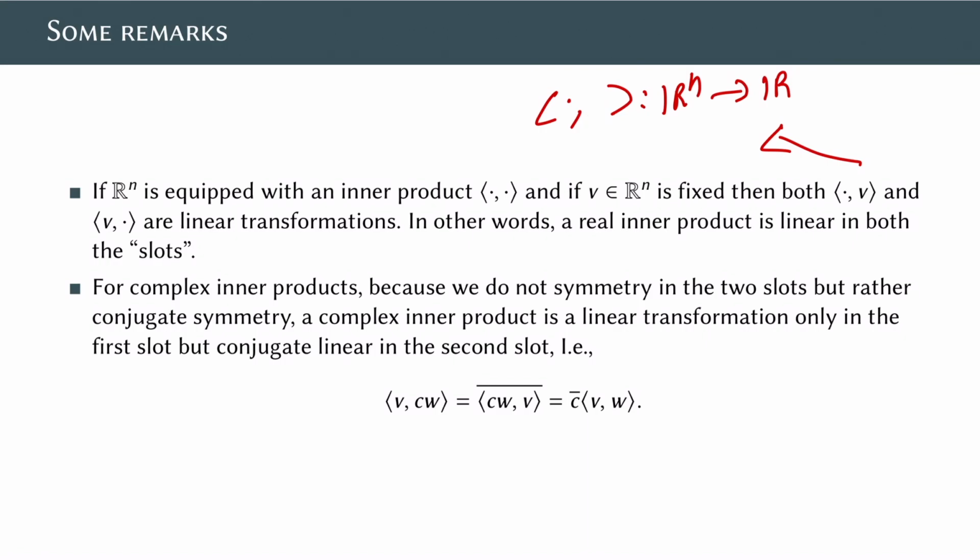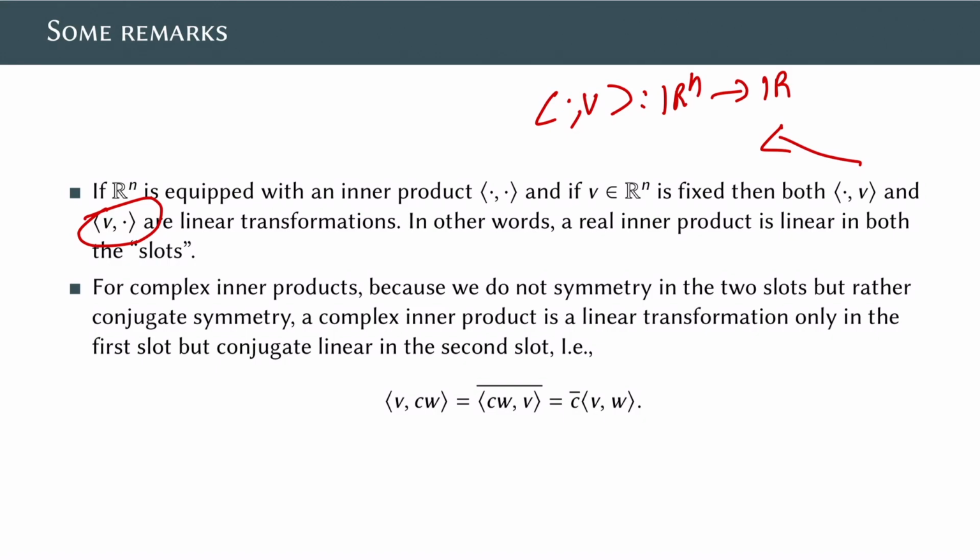So whenever you fix something in the second slot and treat the inner product as a function in the first slot, you get a linear transformation. Same thing applies when you fix the first slot with V and let the second slot vary. Okay, so the real inner product has the property that it is linear in both the slots. But there is a slight twist again for complex inner products, because we do not have symmetry, but rather we have conjugate symmetry. Inner product of V comma W is conjugate of inner product of W comma V. We get that the complex inner products are linear transformations only in the first slot.